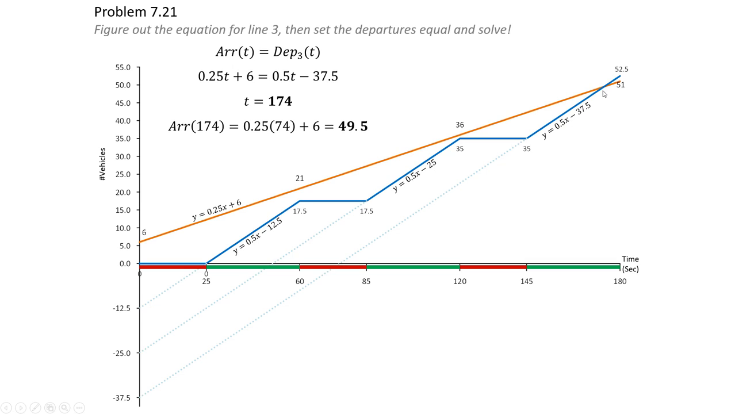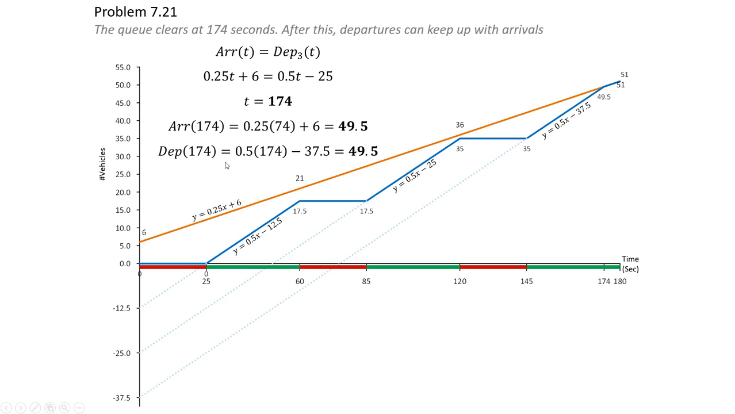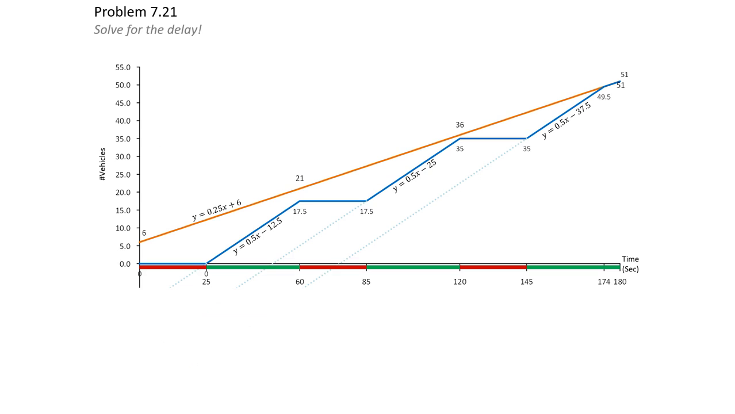So now we know at what time the queue cleared. We know how many vehicles came through, right? And you could plug it into either equation, the arrival or the departure equation, and they do match, so that's great. If they didn't, we did something wrong, right? So they do match for that.